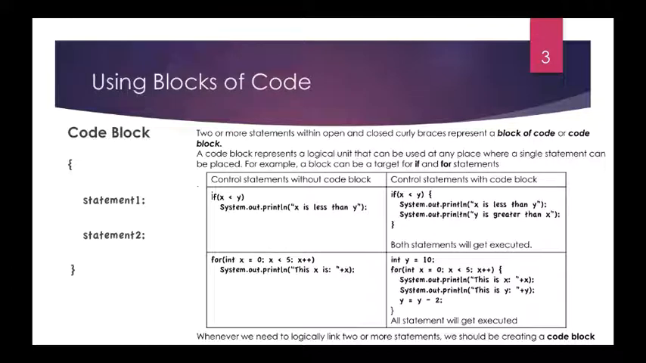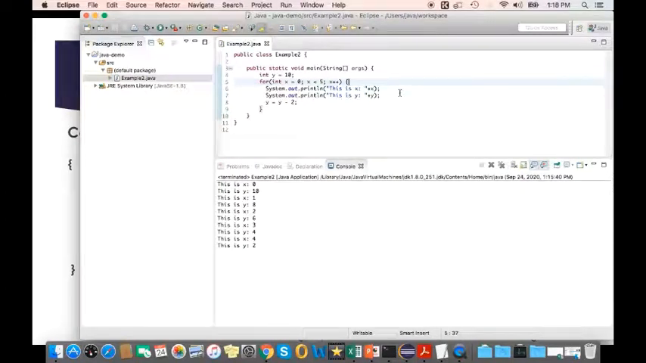So whenever we need to logically link 2 or more statements, we should be creating a code block. Now let's look at how the block of code gets executed for each iteration, and if we remove the block of code and simply place them one after the other as single statements after the for loop, how does it compare with the execution of the code block?